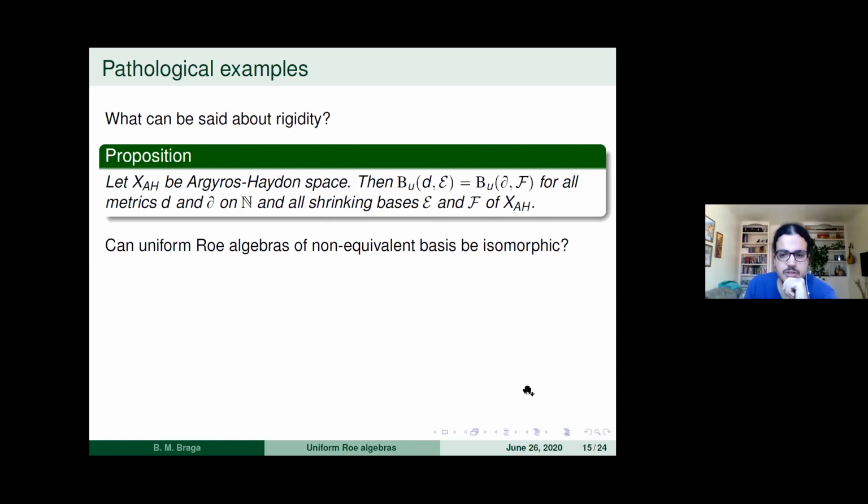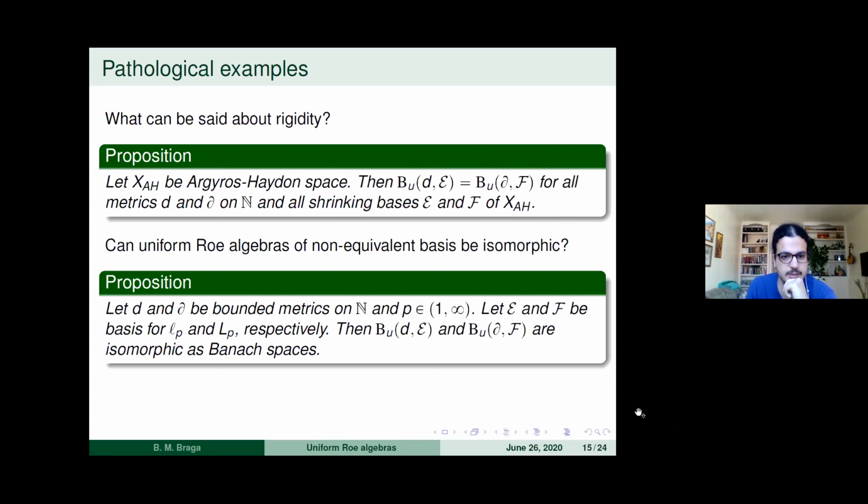Another question you can have is whether the Banach space here and the Banach space here must be related in some way. It must be isomorphic, let's say, in order for the algebras to be isomorphic. So depends on what you mean by an isomorphism of the algebra, but if you just want a Banach isomorphism, this doesn't need to be the case. So if you look now at bounded metrics on N, and by the way, this is very pathological in a sense, because if you're looking at coarse geometry, a bounded metric on N is not interesting at all. So this isn't an interesting example, but if you look at a bounded metric on N, then the uniform Roe algebra would just be all the operators, right?